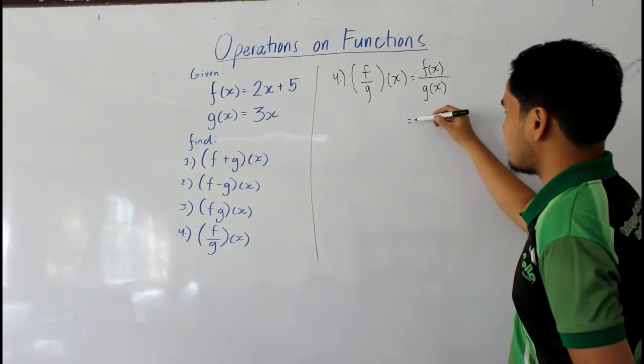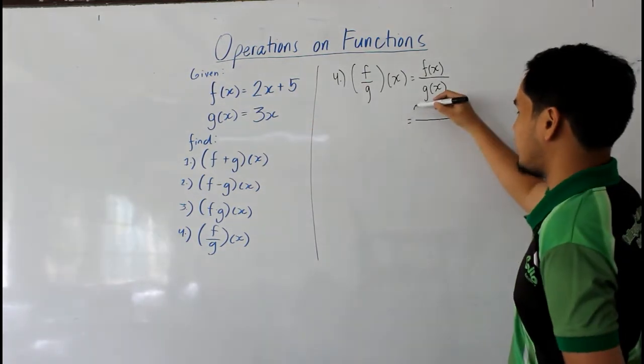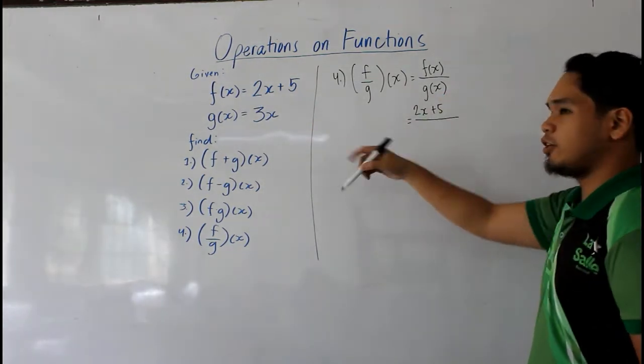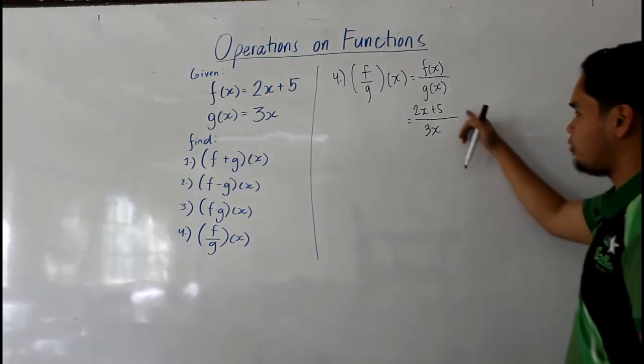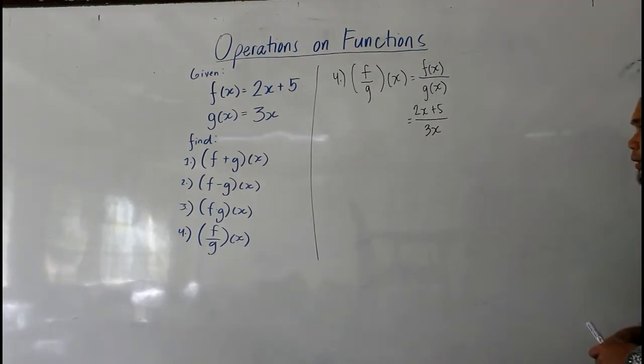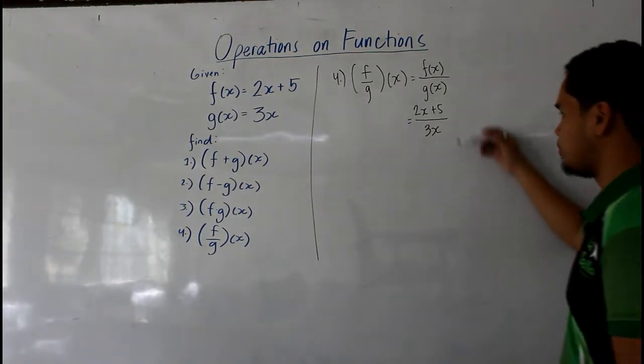Okay, so what is f of x? Again, we have 2x plus 5, and g of x is 3x. Again, simplify if you can, but in this part we cannot simplify anything. So this will be our final answer.